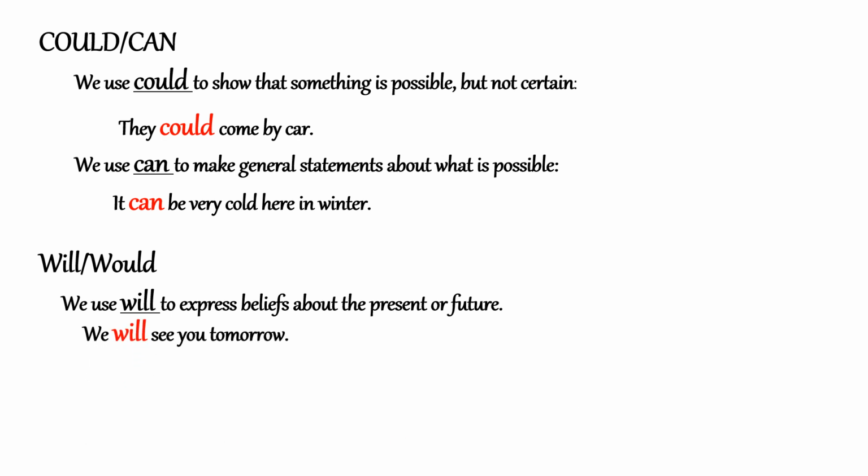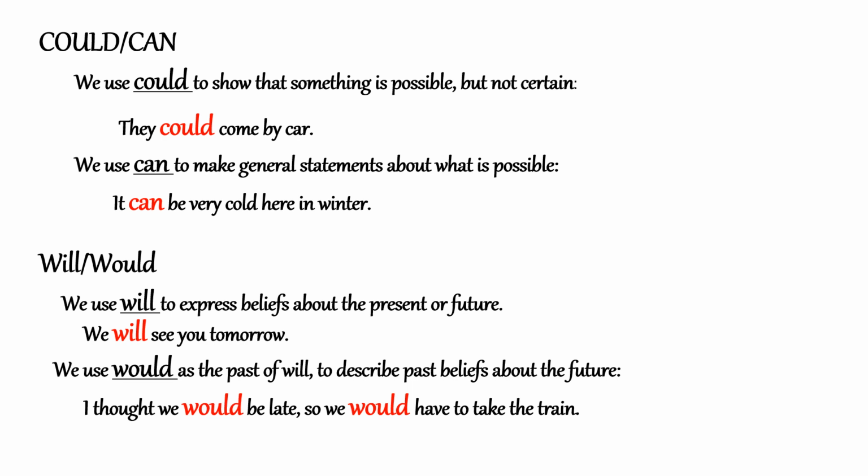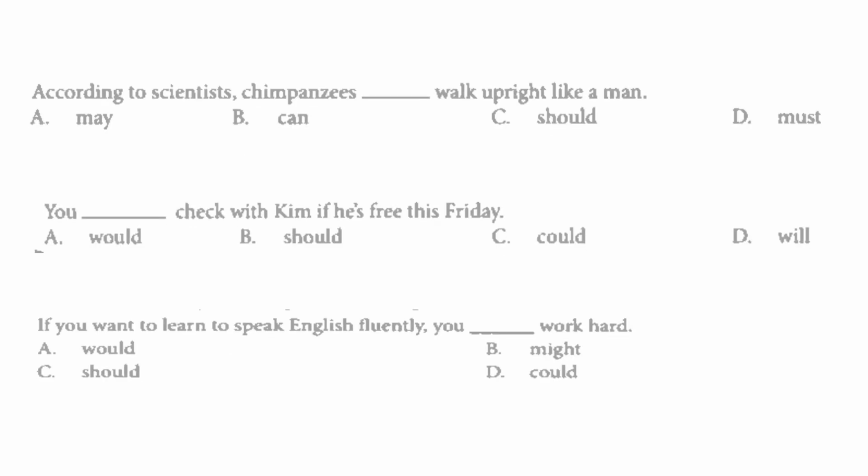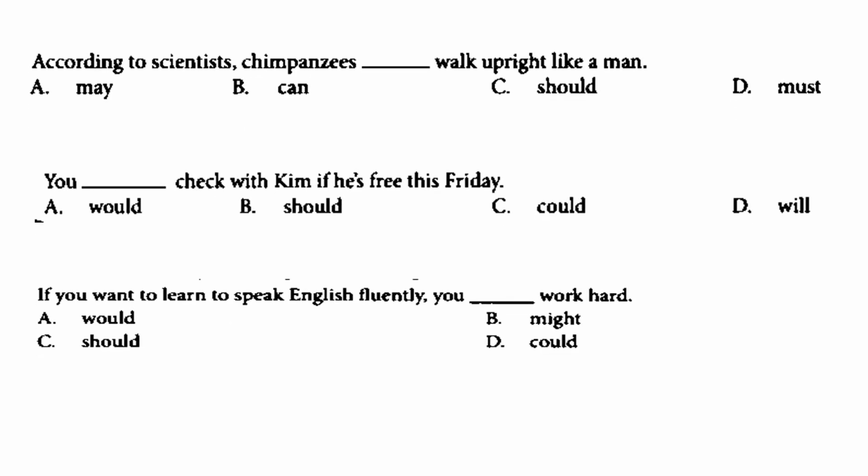We use would as the past of will, to describe past beliefs about the future. Example: I thought we would be late, so we would have to take the train. Here are some questions from previous board exam question papers. Let's practice.